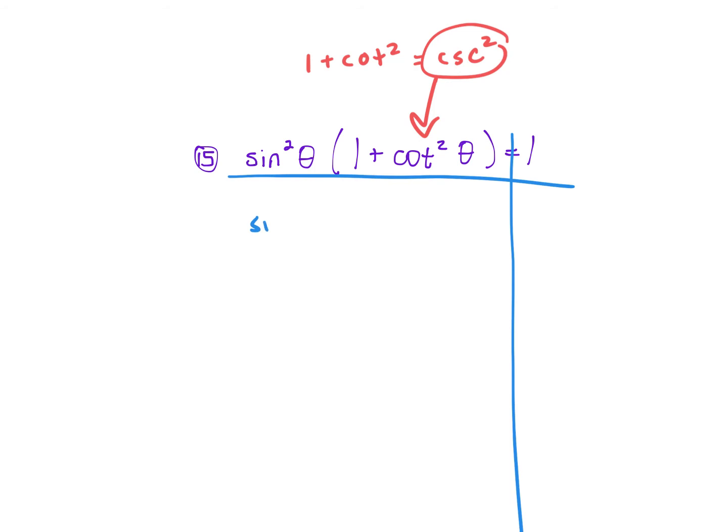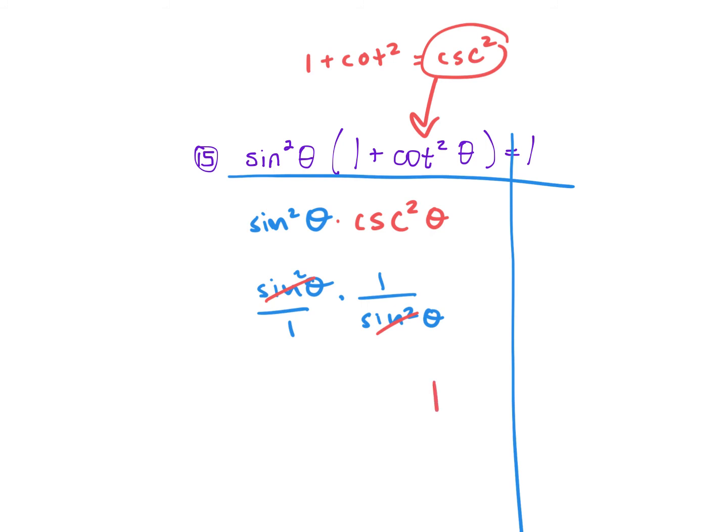So I have sine squared times cosecant squared. What can I do next? Cosecant is 1 over sine, so this would be 1 over sine squared. So if I'm multiplying, I get sine squared on the top and sine squared on the bottom, so they'll cancel out. So then I'm just left with 1 is equal to 1.